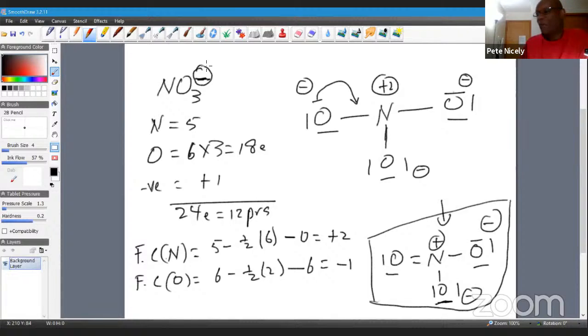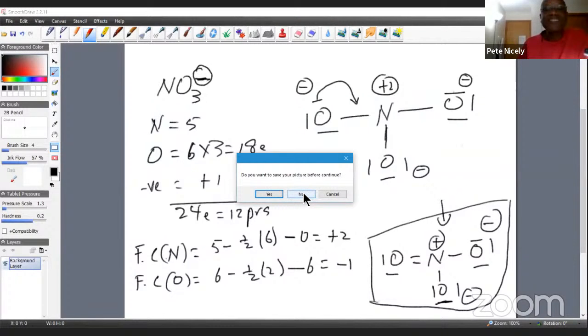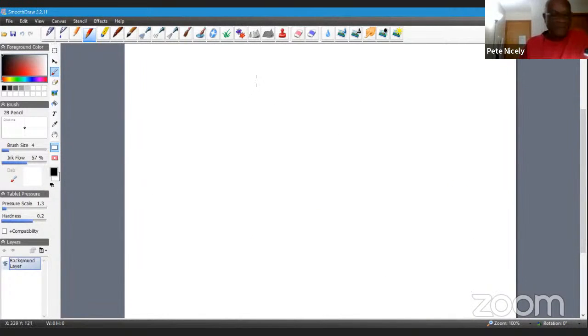All right? Any questions about this one? Any questions? Okay, so let me do a couple more examples. Suppose you're given, okay, this one should be relatively easy. NH4 plus, all right? So the first step would be what?